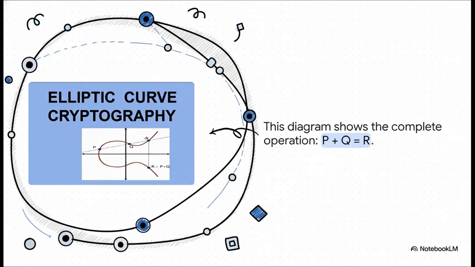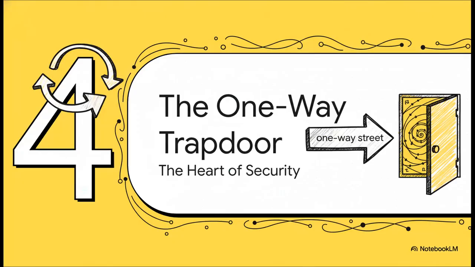And here it is, you can see the whole thing in action. Look, the line goes through P and Q, it hits the curve again way up top, and then it reflects straight down to our final result, R. And here's the amazing part. No matter which 2 points you start with, this little trick always lands you on another unique point that is also on the curve. You can't escape the curve. So, how does this quirky little addition game become the foundation for rock-solid encryption? Well, it's all about creating a kind of mathematical one-way street, a trapdoor.